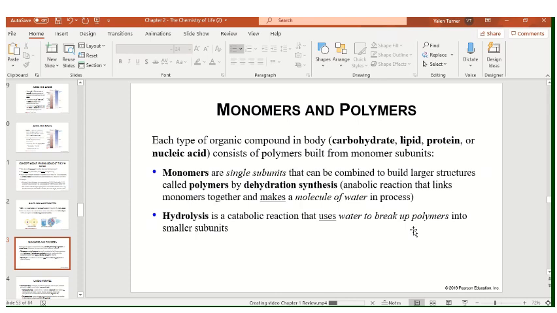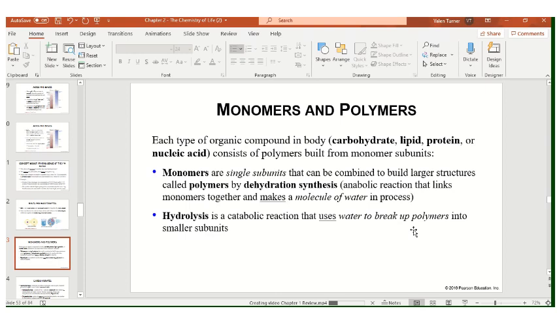Then to finish off this chapter, we look at our organic compounds. It's a lot of them. We're going to look at carbohydrates, lipids, proteins, and nucleic acids. These are all examples of organic compounds. So when we look at all their formulas, we will see carbons bound to hydrogen.